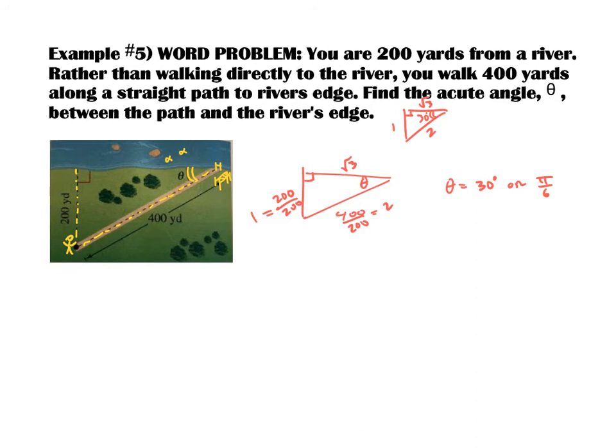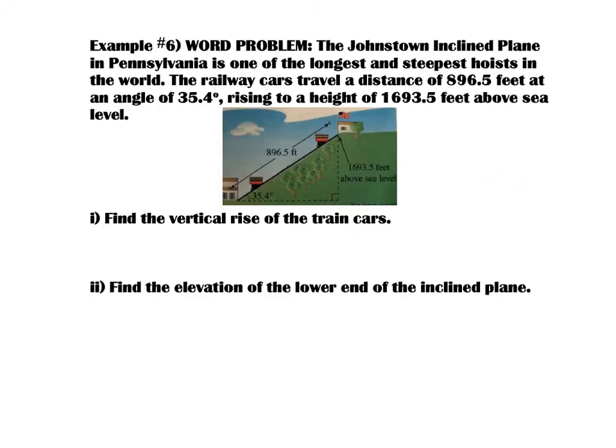Okay, let's move on to the last couple of pages here. All right, here we have it. This must be a real special place because, I don't know. This is a wild word problem, but whatever. The Johnstown Inclined Plane in Pennsylvania is one of the longest and steepest hoists in the world. 35.4 degrees doesn't seem that steep, but trust me, it is.